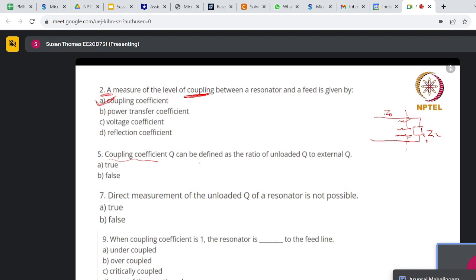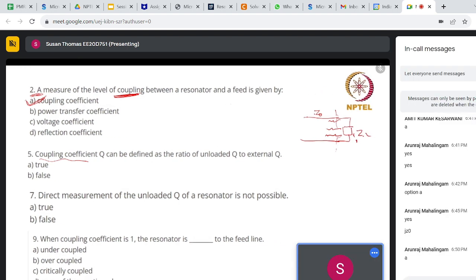Is it the ratio of unloaded Q factor to external Q factor? Arun Raj, are you trying to answer question number 5 on the screen? Yes, ma'am. I put option A. Yes. So that is the right answer. The coupling coefficient is nothing but the ratio of unloaded Q factor to the external Q factor. This is a true statement.